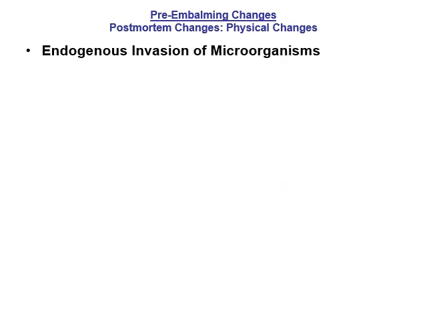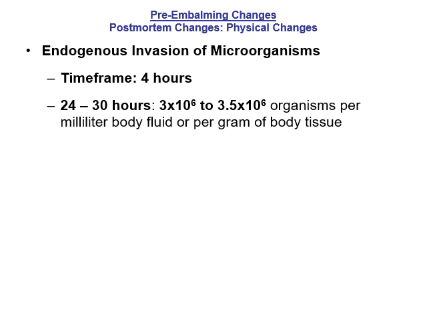Another physical change is the endogenous invasion of microorganisms. Now, we kind of talked about this while someone was dying in the antemortem period, that translocation of microorganisms. This is going to be even worse because now the normal mechanisms of the body that keep microorganisms where they are pretty much completely gone. And so they really start to move about 4 hours after death. And within about 24 to 30 hours, you have 3 times 10 to the 6th to 3.5 times 10 to the 6th organisms per milliliter of body fluid or per gram of body tissue. That's about 3 million to 3.5 million. So it's a lot. And that is going to affect your ability to disinfect the body. So the longer you wait, the harder it is to disinfect the body.